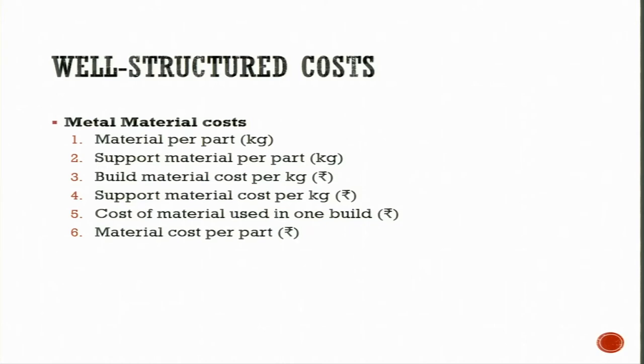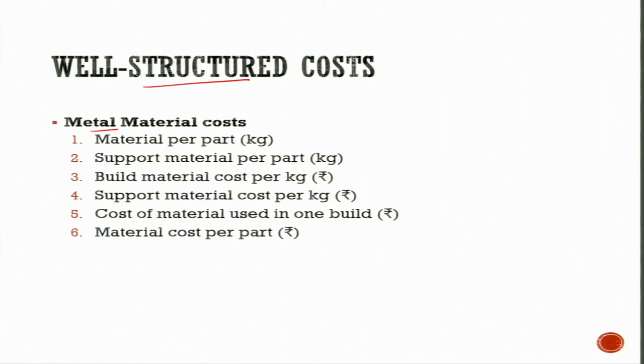Now next comes the work structure cost. I have just listed a few work structure costs based upon the material, based upon the machine, based upon the labor, and some other parameters. Later, I'll come to the general cost structure in manufacturing and try to discuss the cost structures specifically in additive manufacturing. In the work structure costs, there are certain costs such as material cost, labor cost, machine cost, and other.